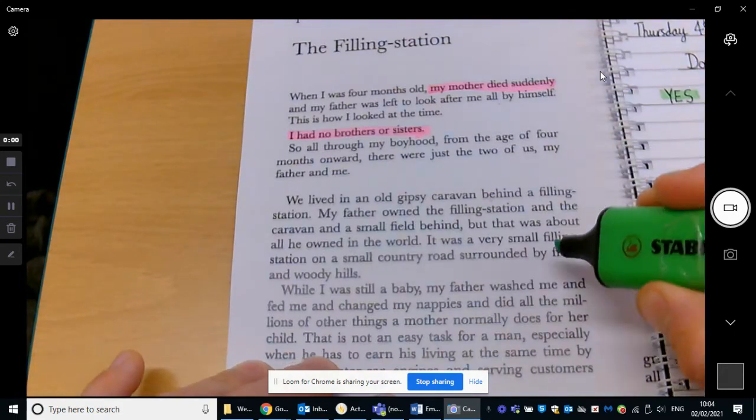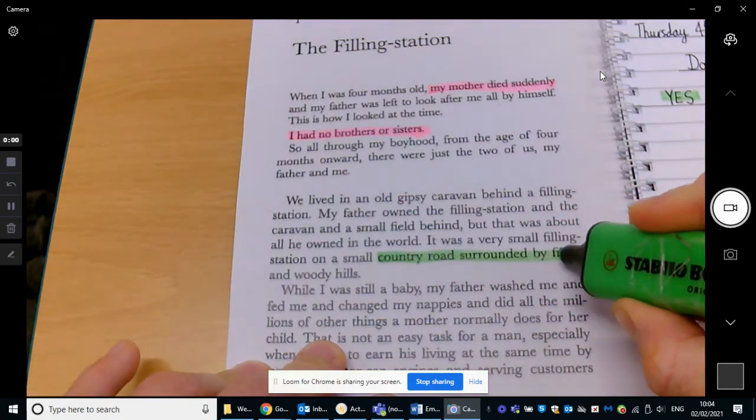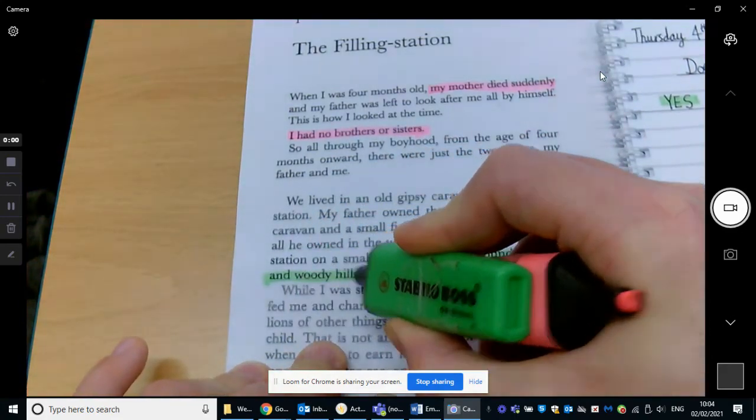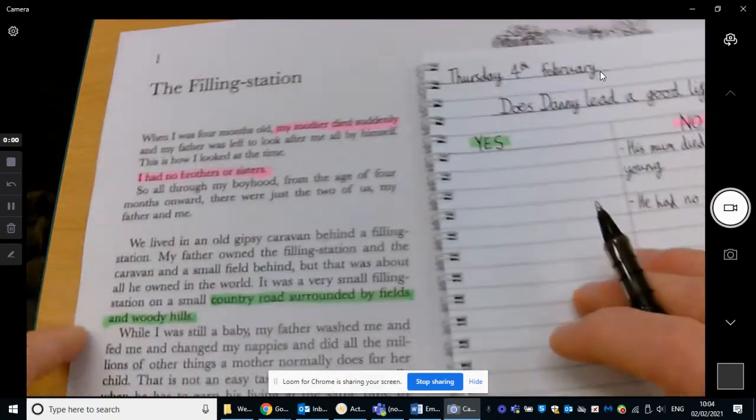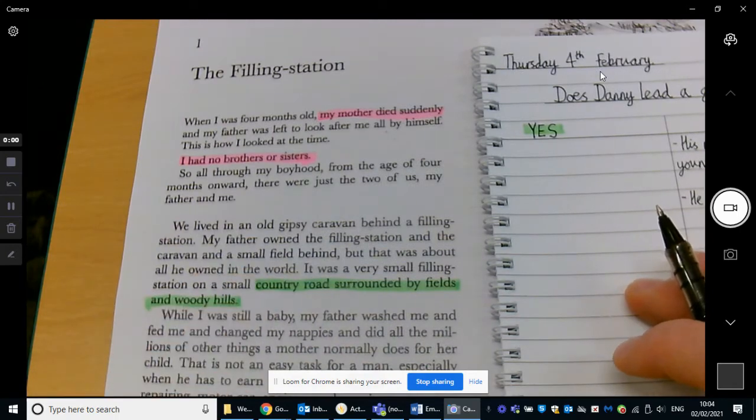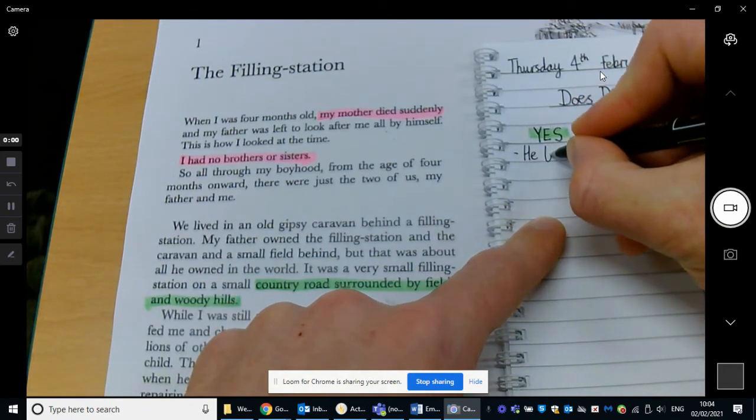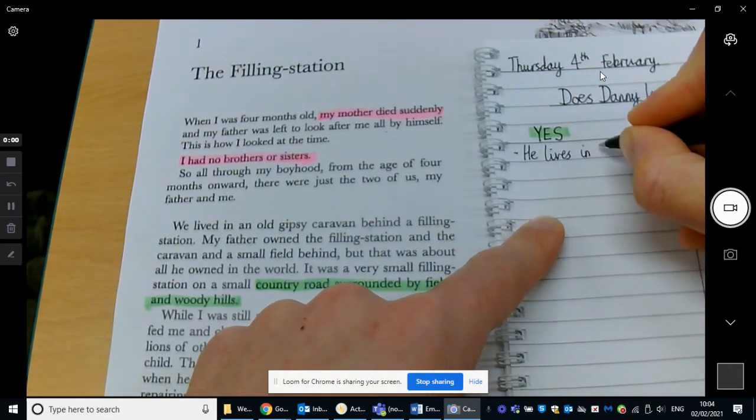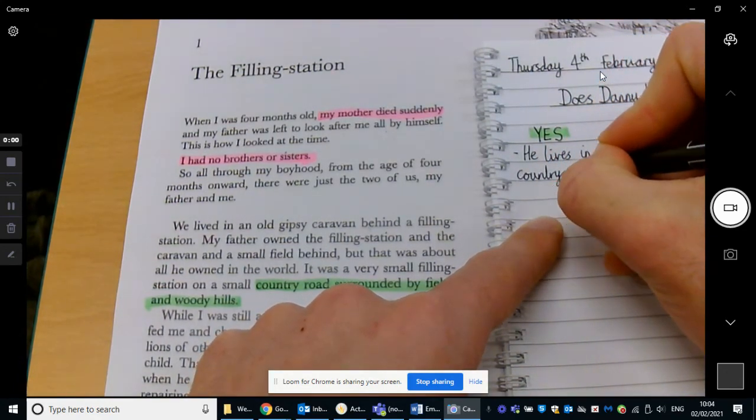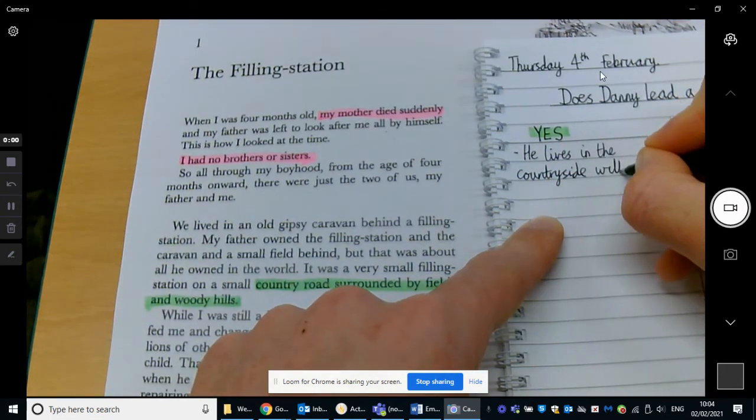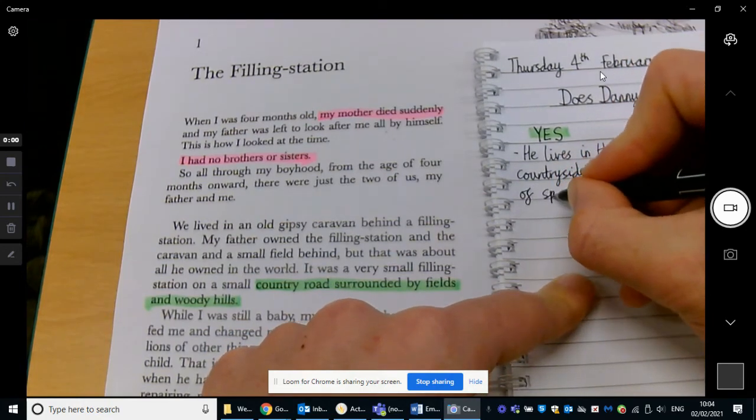So, he lives and works on a country road surrounded by fields and woody hills. Now, I think that would be lovely. He lives in the middle of the country, loads of space to run around, and he even owns a small field. So, I'm going to say he lives in the countryside with loads of space. Feel free to write these as well.